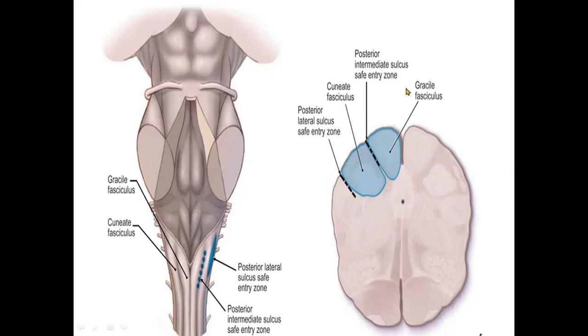So we have three. Here is the posterior median, here is the posterior intermediate, here is the posterior lateral sulcus. All of them are safe entry zones in the medulla. Here is another picture from behind. This is the posterior median. Here is the posterior intermediate sulcus for safe entry zone. Here, the posterior lateral sulcus. Between the gracile fasciculus here and the cuneate fasciculus here will be the posterior intermediate sulcus for safe entry zone.